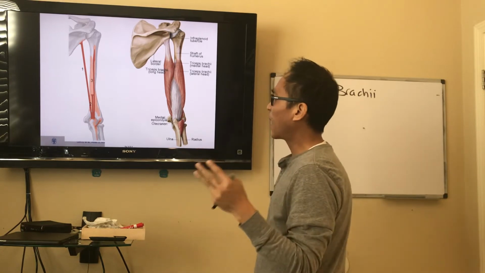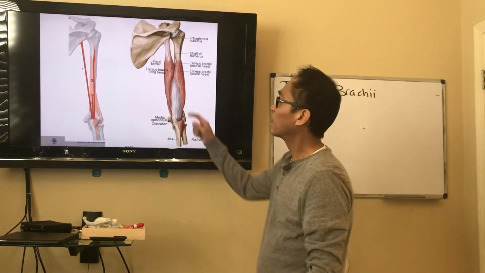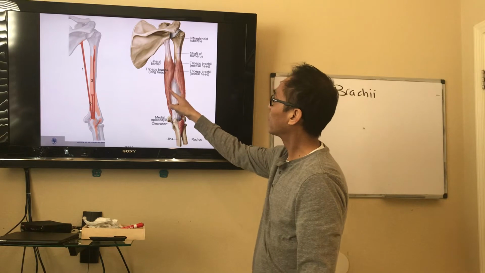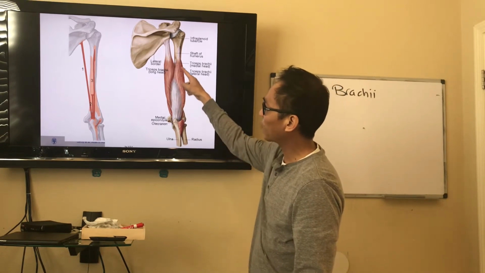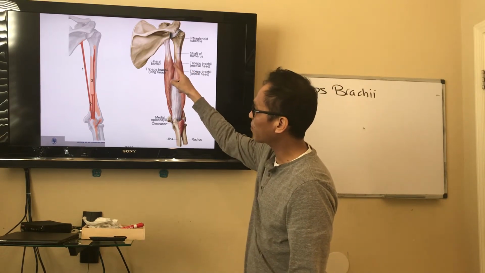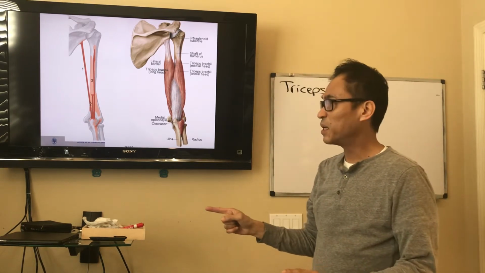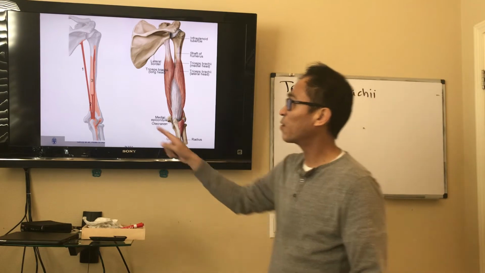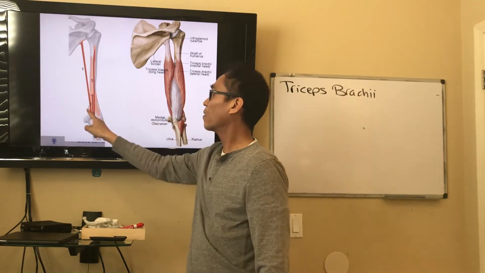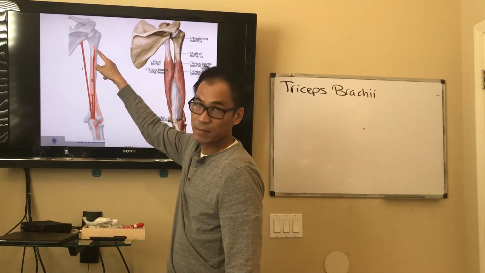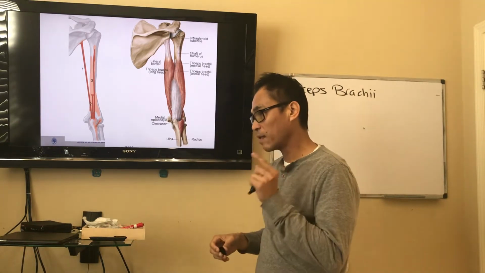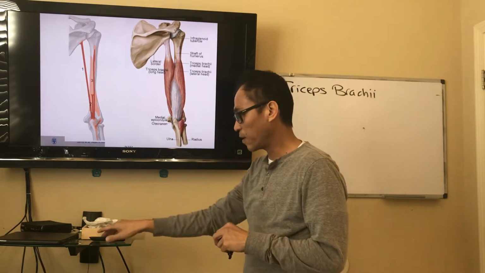There's three heads. I only teach two of them: the long head, and then this lateral head. There's a medial head underneath there. It's really deep. We never see it. I usually don't teach it. Don't worry about it. You have to know this long head there and this lateral head there. Okay? So now long and lateral head. Let's go over the O's and I's for that.